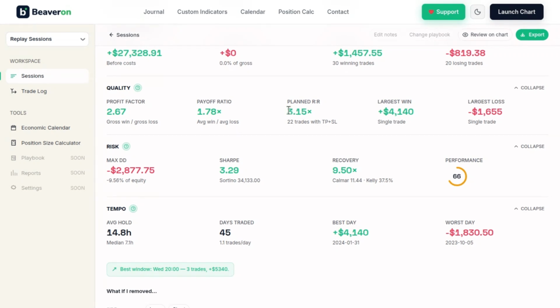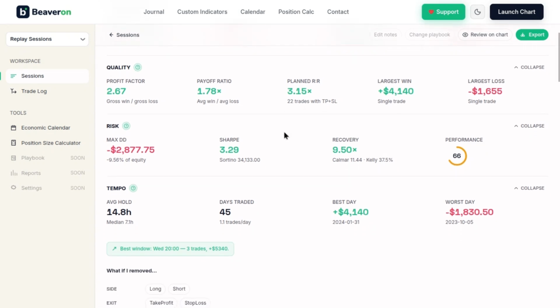Planned RR is 3.15. So that's 22 trades with a TP and SL. This is actually interesting. So yeah, I do aim for 2 to 3 or even higher risk to reward. However, sometimes you get stopped at break even or it hits your trailing stop loss. So that's the reason why some of these are a little bit lower than they would seem.